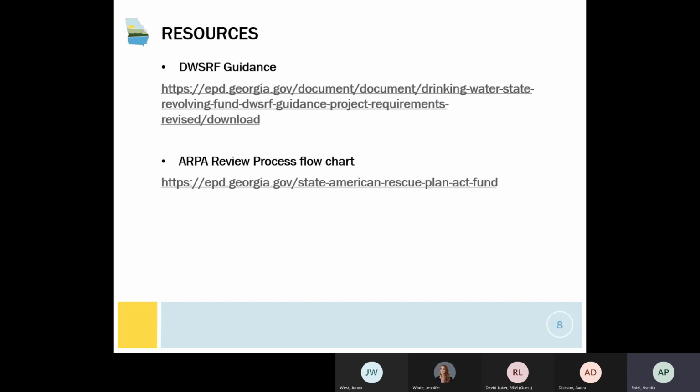So this is it. I have a DWSRF guidance link on this page and the review process flowchart of the ARPA. You can review all the SRF guidance and see how to prepare the EID and planning document for the non-CE. Everything is in the guidance, and the ARPA flowchart will give you a complete flowchart of what I just showed in my CE and non-CE process presentation.